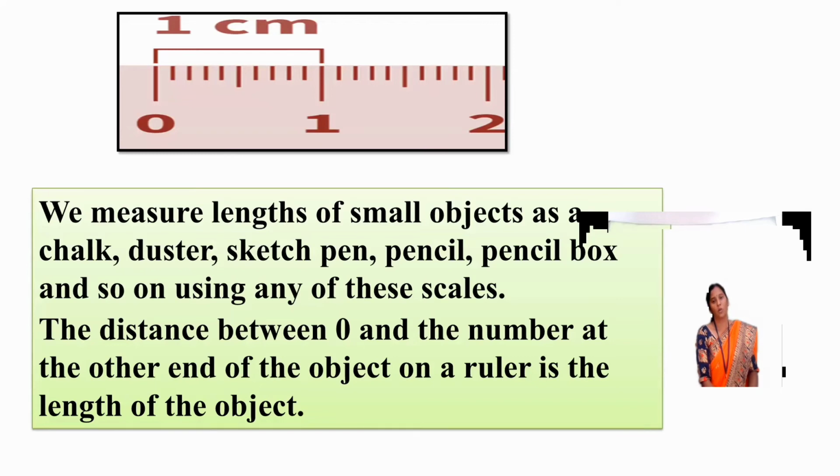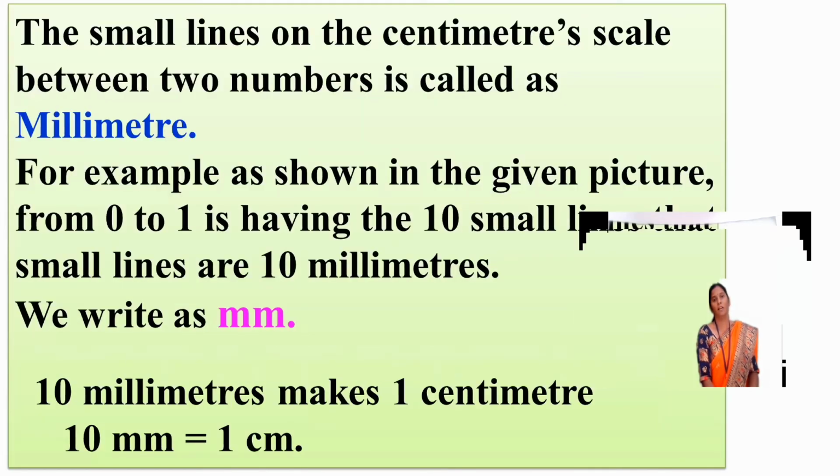The distance between 0 and the number at the other end of the object on a ruler is the length of the object. The small lines on the centimeter scale between two numbers are called millimeters. For example, as shown in the given picture, from 0 to 1 there are 10 small lines. Those small lines are called 10 millimeters. We write it as mm. 10 millimeters makes 1 centimeter, meaning 10 mm makes 1 cm.